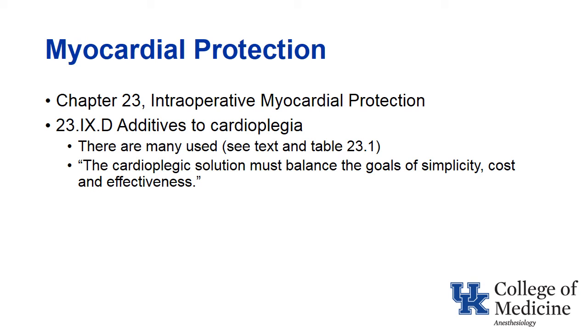There are many additives to cardioplegia. Anecdotally, I can tell you that in the austere environment of Saudi Arabia, we used sodium chloride with potassium and a small amount of bicarb to adjust the pH, and it was quite effective. We used no other additives.